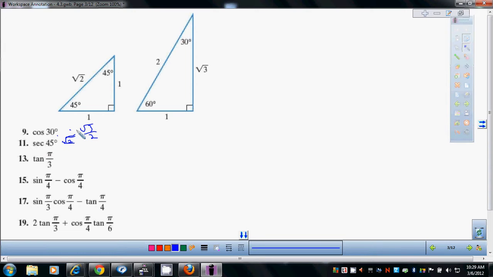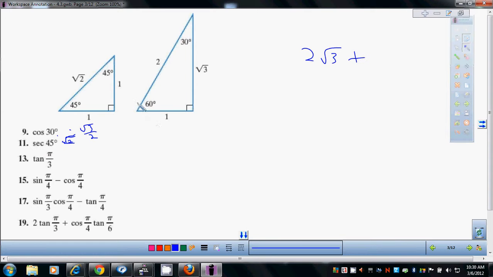Let's look at 19. That looks to be the trickiest one. Pi over 3. Pi over 3 is the same as what angle? 60. Tangent of 60, opposite over adjacent, is radical 3. 2 times radical 3. So we're going to do this a little piece at a time. So that's 2 times radical 3.